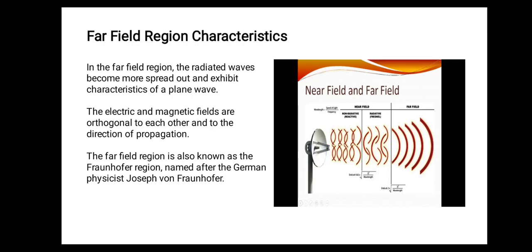In the far field region, the radiated waves become more spread out and exhibit characteristics of a plane wave. The electric and magnetic fields are orthogonal to each other and to the direction of propagation. The far field region is also known as the Fraunhofer region, named after the German physicist Joseph von Fraunhofer.